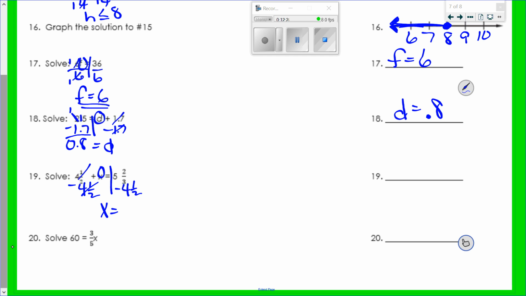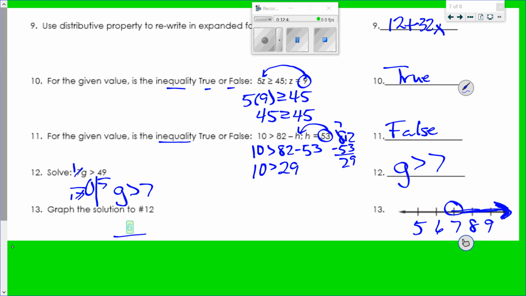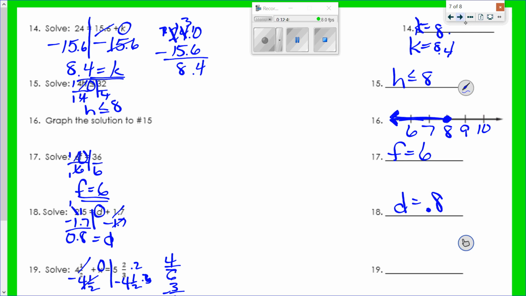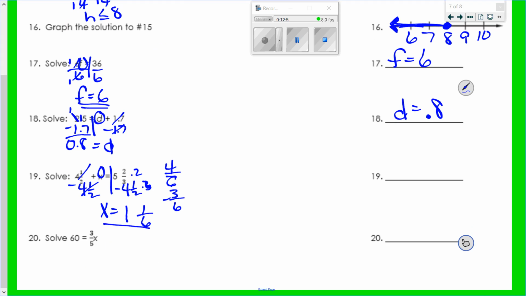Common denominator. 3 and 2, where are they going to meet? At 6. So that gives me 4/6 and 3/6. So 4/6 minus 3/6 gives me 1/6. 5 minus 4 gives me 1. There we go. So x equals 1 and 1/6.